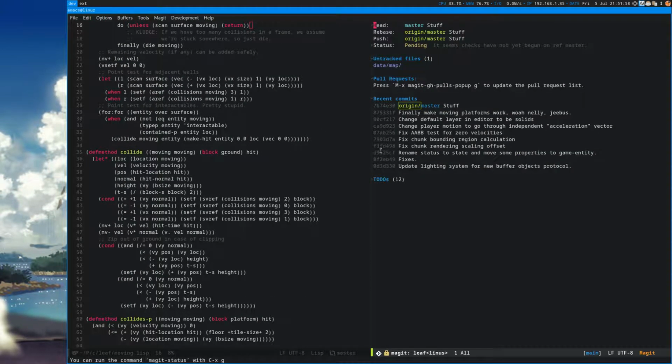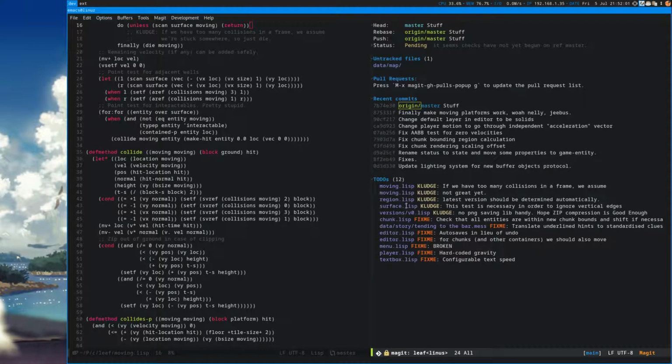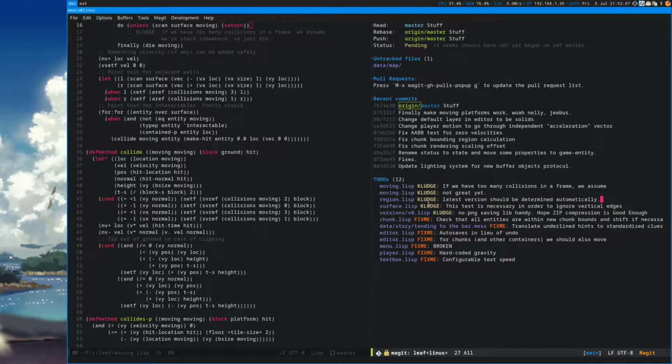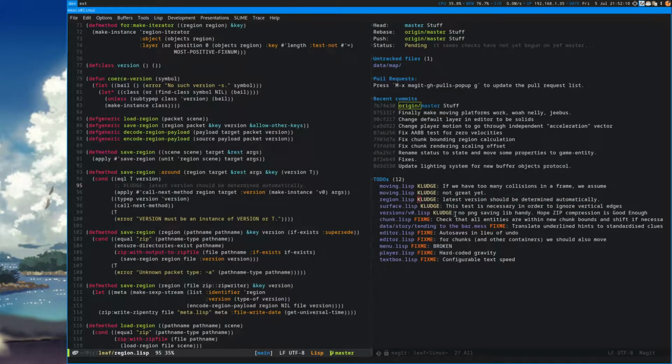Let's actually see how many kludges I have in here. There's a couple. Not great yet. Right. This version should be determined automatically. What is that? Oh yeah, that's a class order thing that I can fix, maybe.